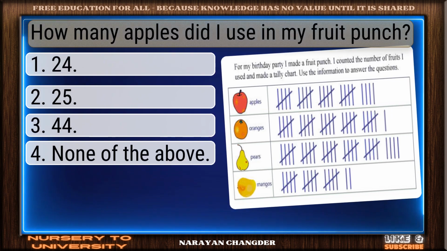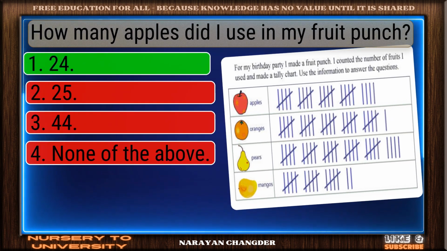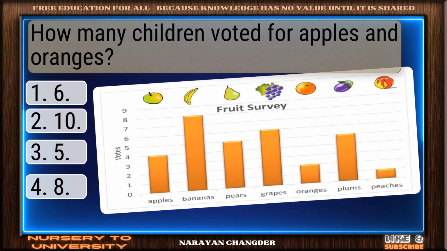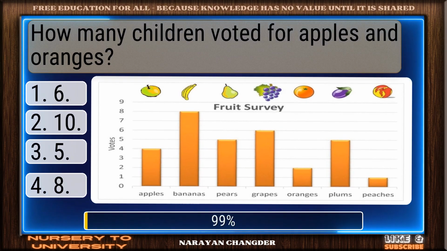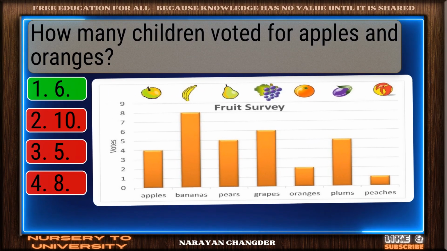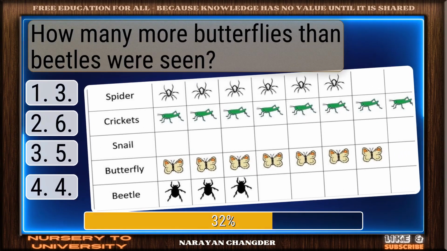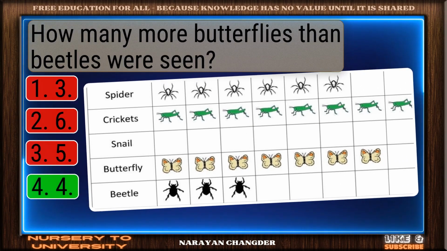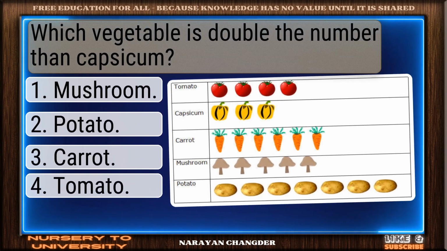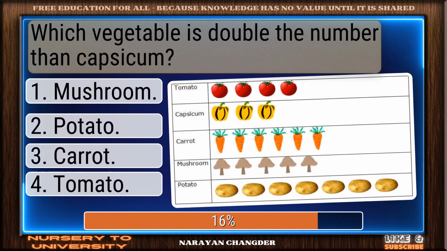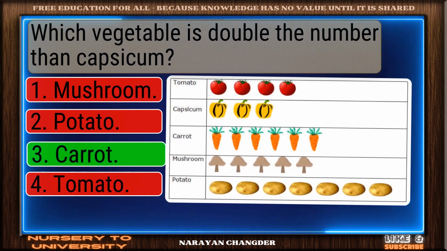How many apples did I use in my fruit punch? Sharp thinking. 24 is right. How many children voted for apples and oranges? Solid response. 6 is valid. How many more butterflies than beetles were seen? Well done. 4 is right. Which vegetable is double the number than capsicum? Nice work. Carrot fits perfectly.